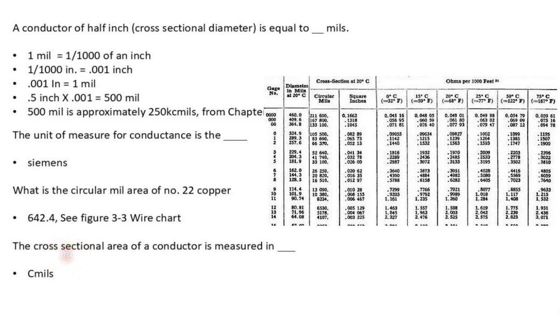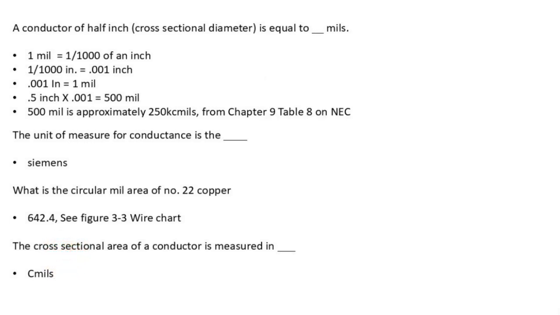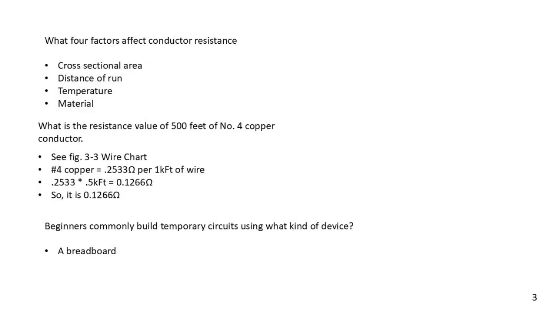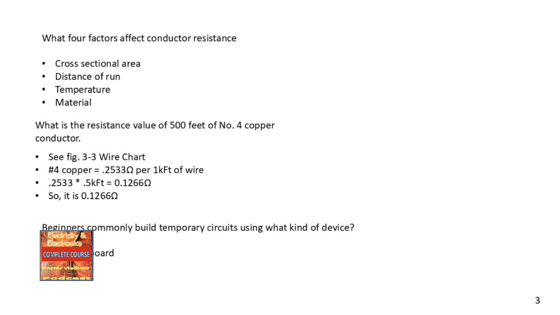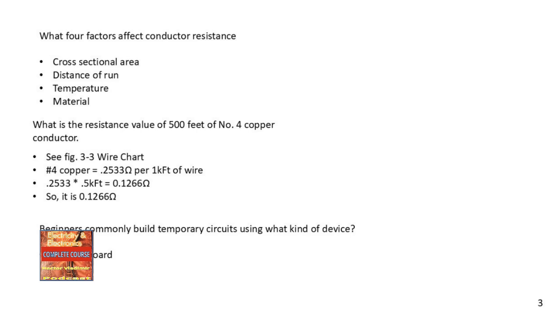The cross-sectional area of a conductor is measured in blank. In C-mils. What 4 factors affect conductor resistance? Cross-sectional area, distance of run, temperature, and material. If you'd like to answer these questions before the answer is shown, please pause the video.